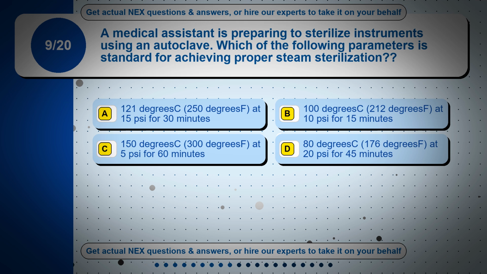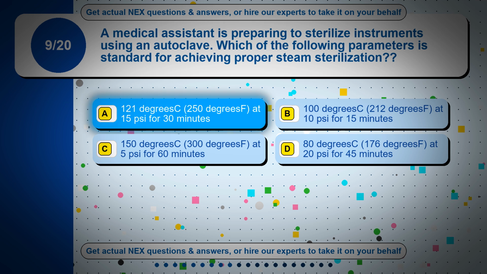Question 9. A medical assistant is preparing to sterilize instruments using an autoclave. Which of the following parameters is standard for achieving proper steam sterilization? Option A, 121 degrees Celsius, 250 degrees Fahrenheit, at 15 psi for 30 minutes. Option B, 100 degrees Celsius, 212 degrees Fahrenheit, at 10 psi for 15 minutes. Option C, 150 degrees Celsius, 300 degrees Fahrenheit, at 5 psi for 60 minutes. Option D, 80 degrees Celsius, 176 degrees Fahrenheit, at 20 psi for 45 minutes. The correct answer is option A.